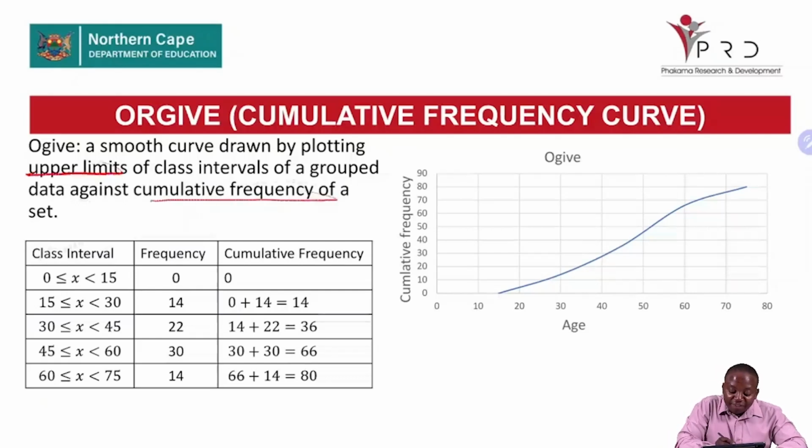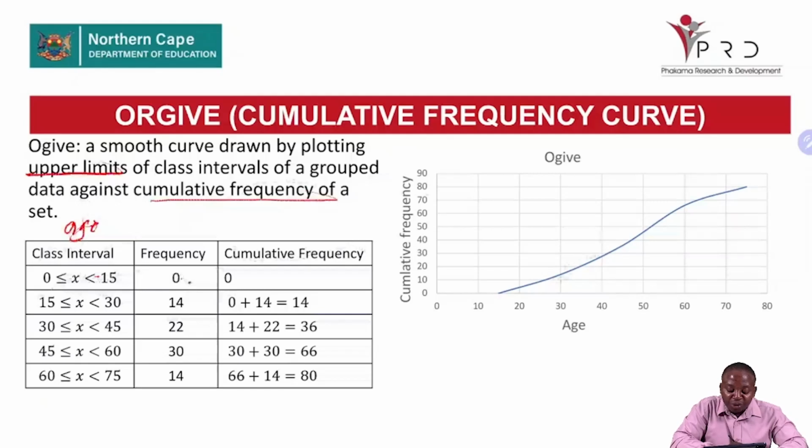Our class interval in this case, for example, this is just a demonstration, was representing age. Between 0 and 15 we had 0 frequency. That means no one was at the ages between 0 and 15. So that's why the frequency is 0 there.